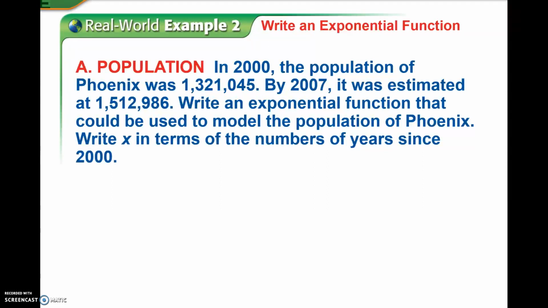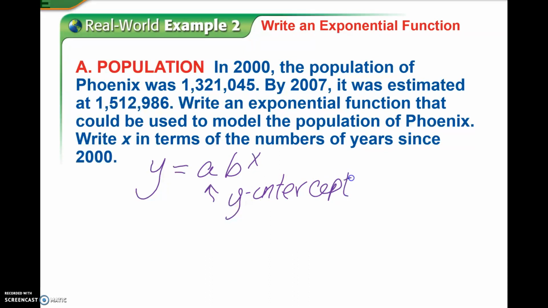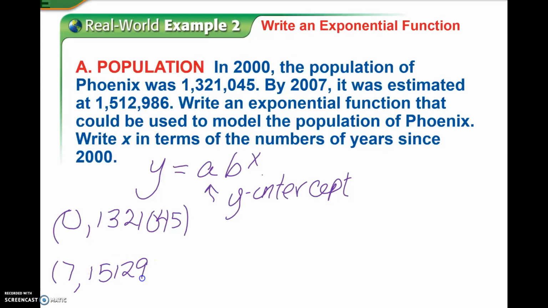So our exponential equation, just like a linear equation, there's an exponential equation, y equals a b to the x, where a is your y-intercept, or your beginning amount, your initial amount. So when we look at this with finances, this would be like the initial, what you put in. So our initial amount, we have 2 points here. In 2000, it was 1,321,045. And then the other point we have is 7 years after 2000, in 2007, it was 1,512,986.